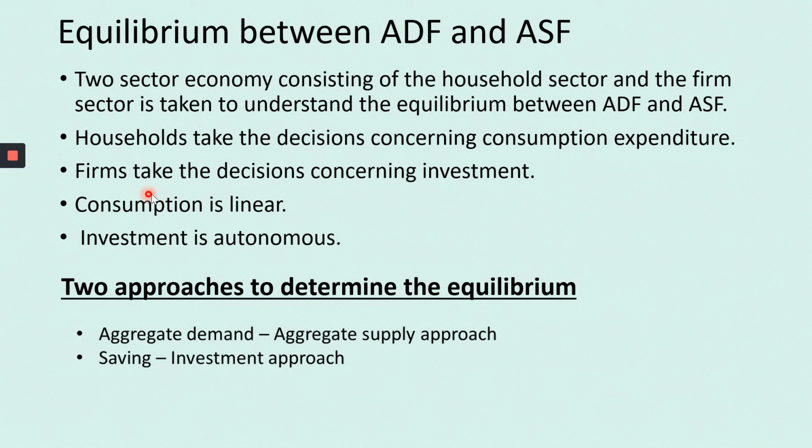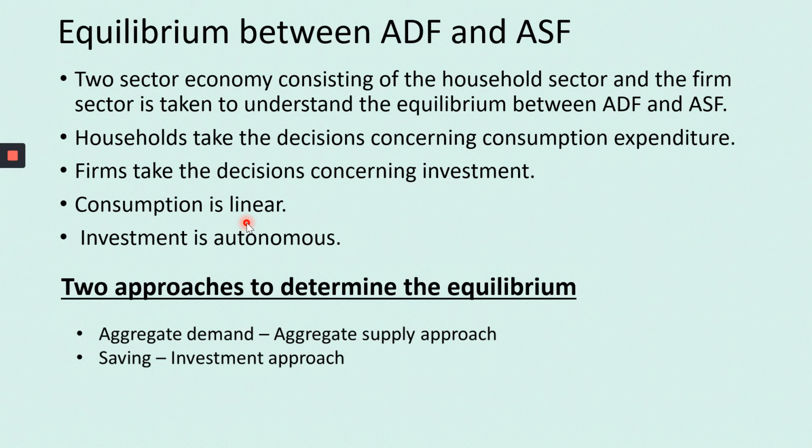Similarly, the firms take the decisions concerning investment. So all the decisions concerned with the investment is taken up by the firms. Okay, here they have given two assumptions. The first one is consumption is linear. What do you mean by the term linear?